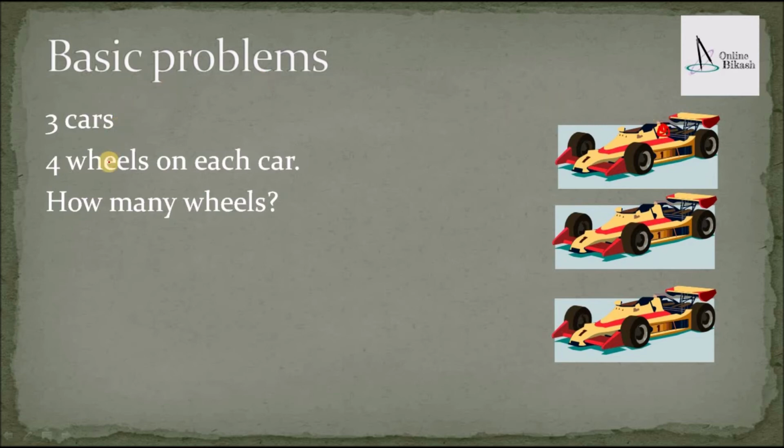Total wheels. We can do it by doing multiplication. How many cars? 3 cars. How many wheels? 4 wheels in each car. So the answer will be, what do you know? 3 multiplied by 4 equals 12. Now you might be thinking, where is that 12 coming from?